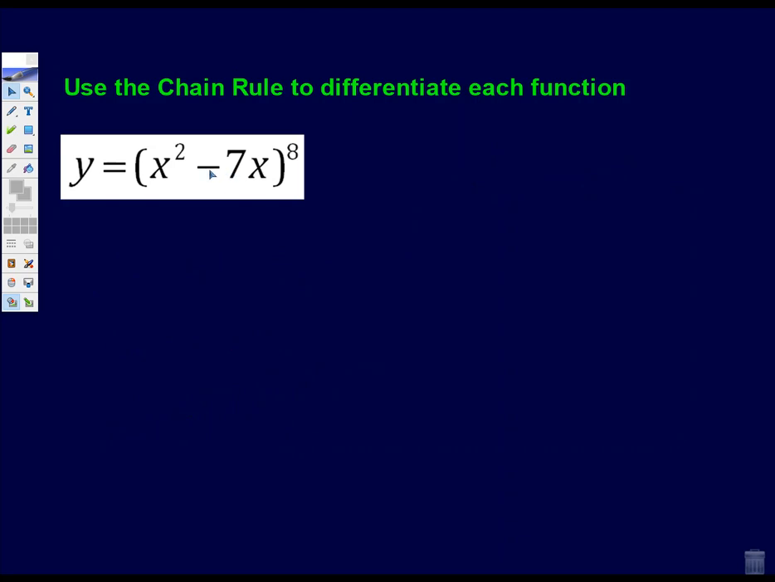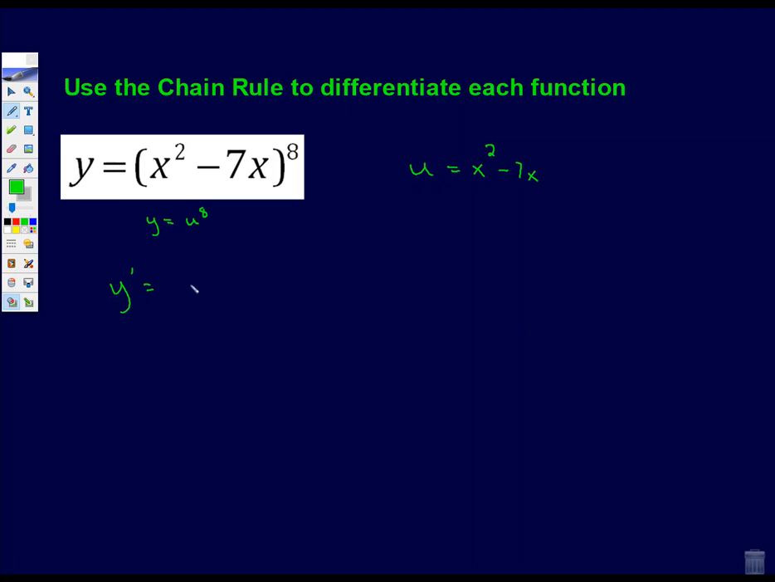Okay, so this one I encourage you to try it on your own, but I'm going to write out the solution. I encourage you to pause the video and try this one, very similar problem again. I've got x squared minus 7x, but it's all to the 8. I'll work it out in the meantime. I would let u be x squared minus 7x. So I think of this as y equals u to the 8.